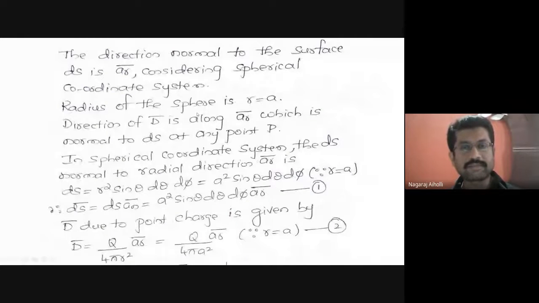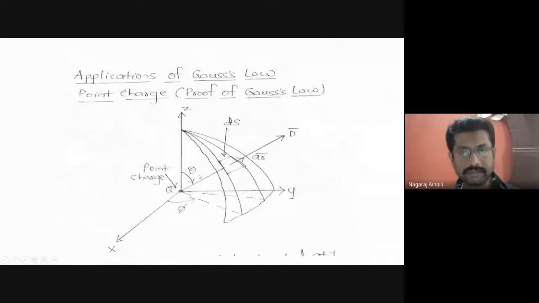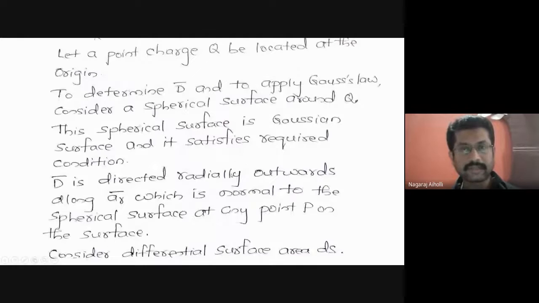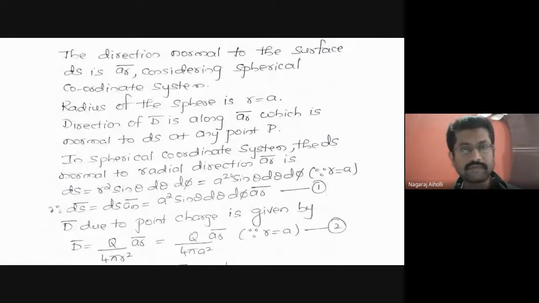And the radius of the sphere is considered as r equal to a. R is the radius of the sphere. Here we are considering the radius of the sphere as r is equal to a. The direction of d bar is along ar bar, which is normal to ds at any point P. That is the same point. The direction of d bar is the same as that of the unit vector ar bar.